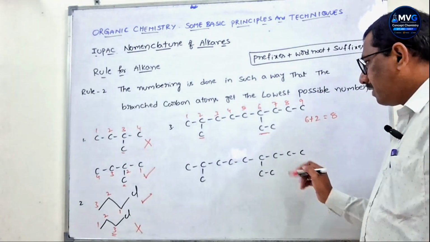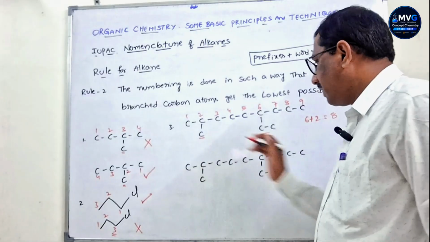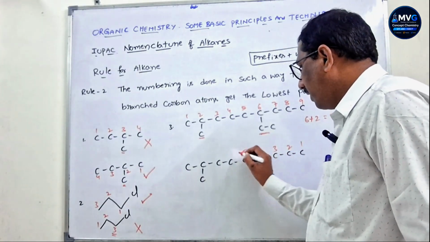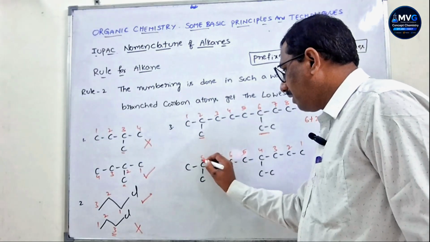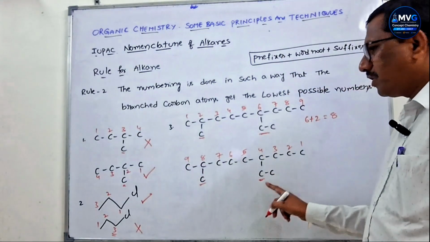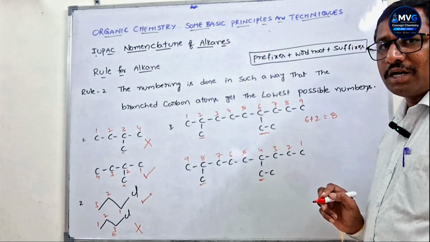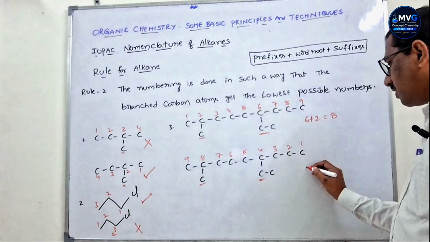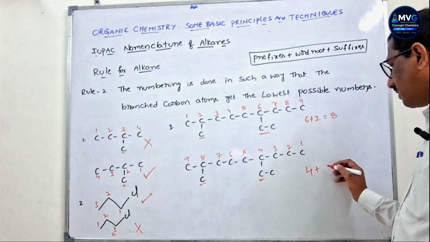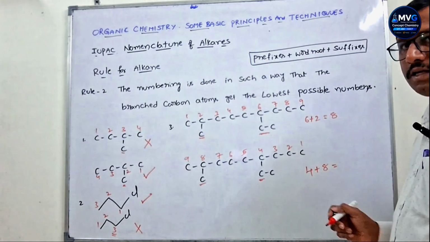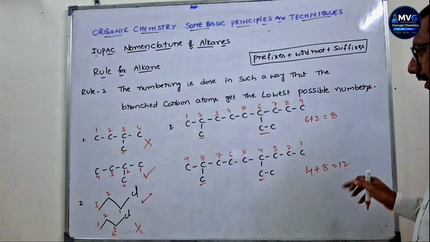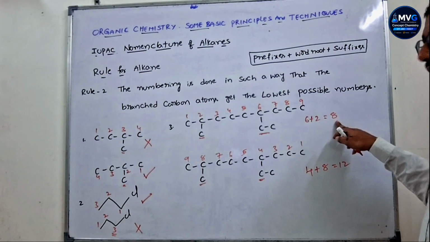Okay, next, same way, now we will give the numbering from this direction: 1, 2, 3, 4, 5, 6, 7, 8, 9. Students, here the fourth position has a substituent. The eighth position also has a substituent. 4 plus 8 is equal to, students, 12. We are getting 12 on this side. Okay, here we are getting 8.